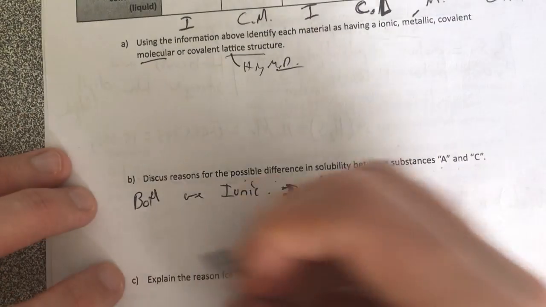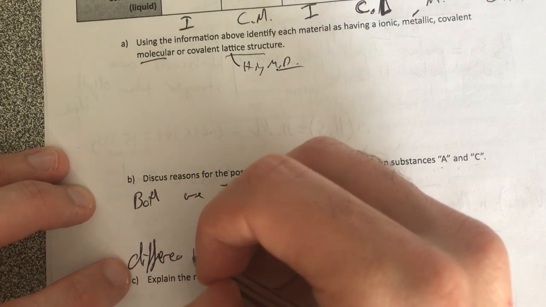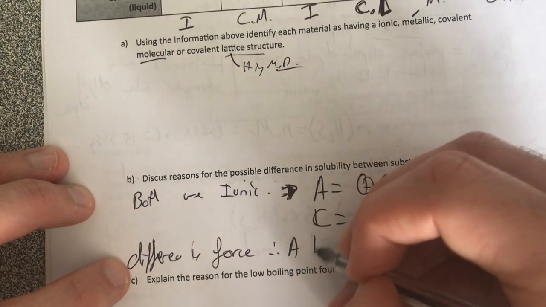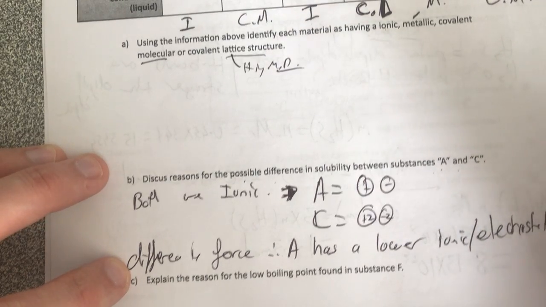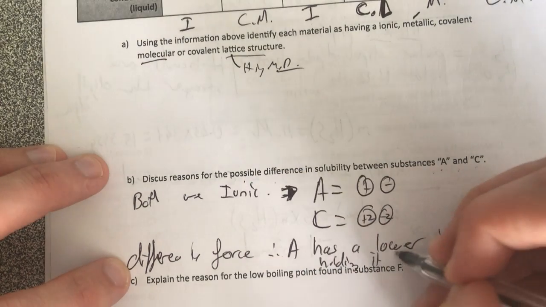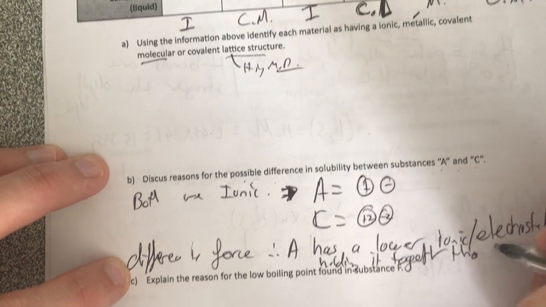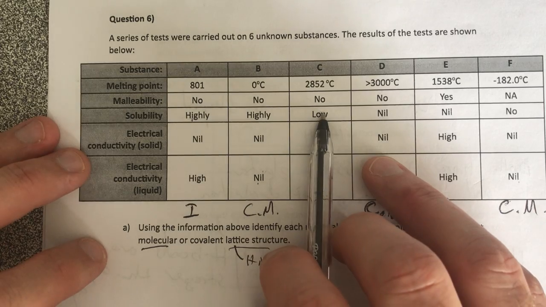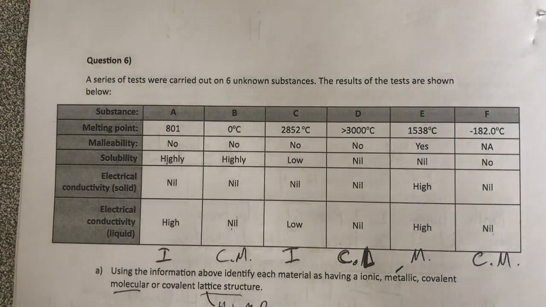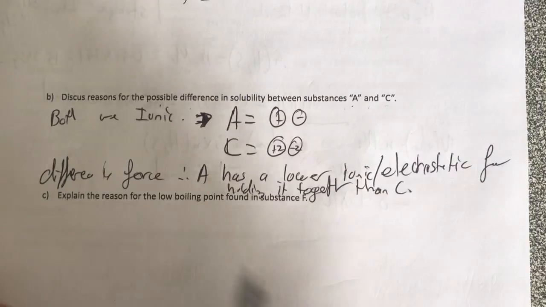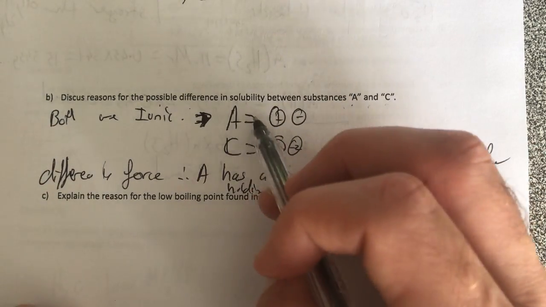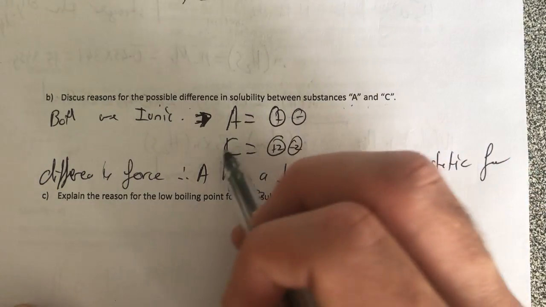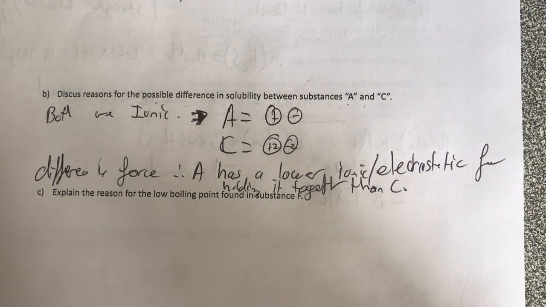And so therefore the difference in solubility is to do with the difference in force. So therefore A has a lower ionic electrostatic force holding it together than C. Or you could say the opposite as well, that C must have a higher electrostatic force holding our molecule together. That's the idea between the difference in solubility of ionic compounds. It's to do with the force holding those ions together. And you need to try and word that nicely here. I haven't worded it very well, but I've done a diagram explaining that the difference in force here, A is probably between lower charged ions, and C is between higher charged ions, which makes it harder for it to dissolve.